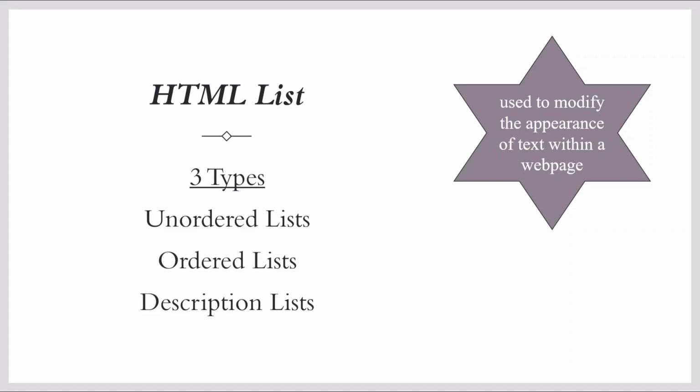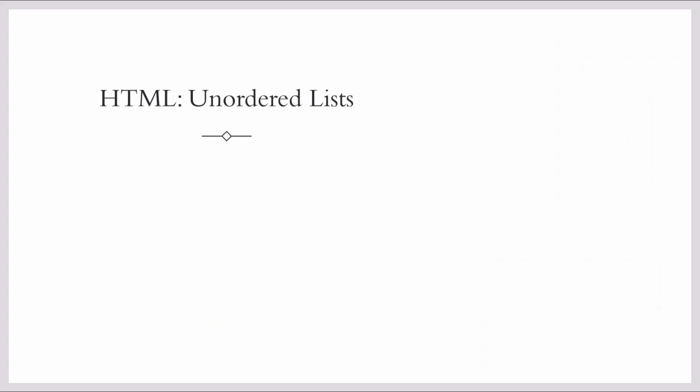Lists are of three types: unordered list, ordered list, and description list. These tags come in pairs, consisting of an opening tag and a closing tag. Let's start with unordered list. These lists are perfect for items that don't have a specific order.